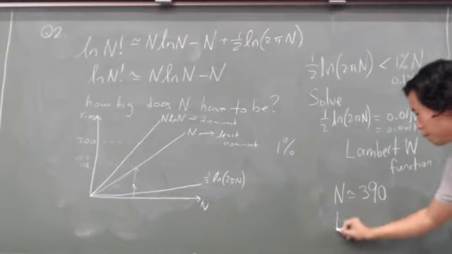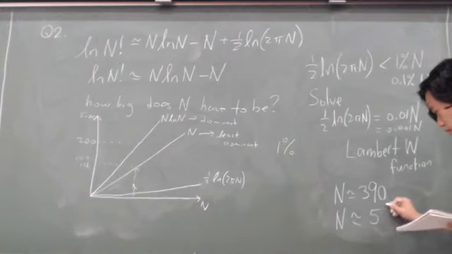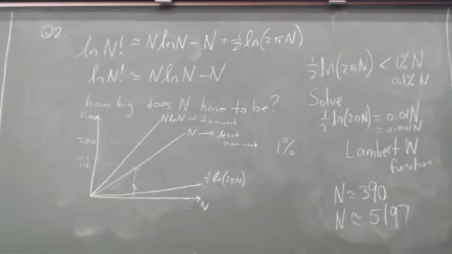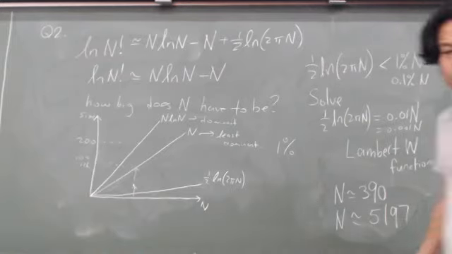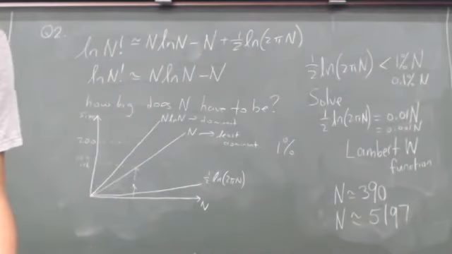And going through the same thing, but n doesn't scale linearly in this case. To ignore it at 0.1%, you have to go up to n of 5,197 for it to be a subdominant contribution. Yeah, I think that's all you have to do for this question.